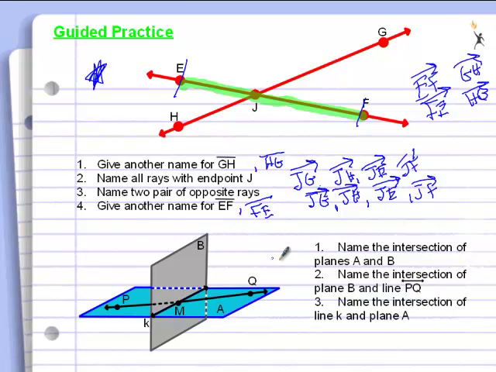Now let's go down here. We're talking about this diagram now. Name the intersection of planes A, which is this turquoise or teal color, with plane B, which is the gray one. Where do those 2 planes meet? Can you tell? They meet right here. Now what is that? It's a line.